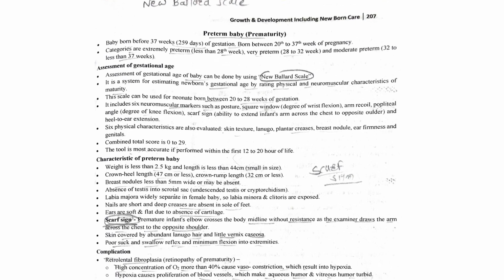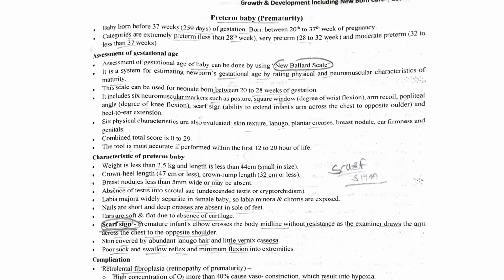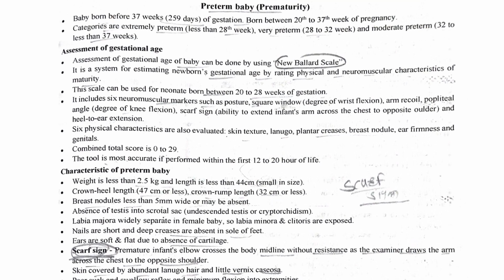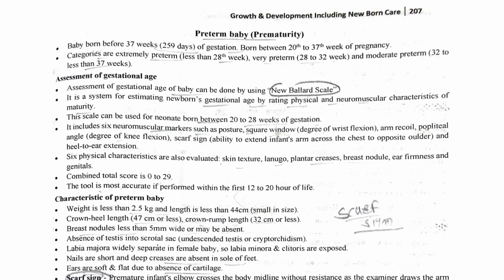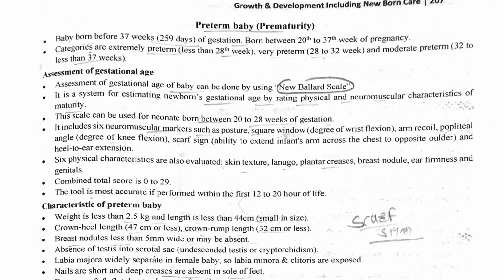Next, preterm baby, or premature baby: a baby born before 37 weeks of gestation, between the 20th and 37th week of pregnancy. Categories are extremely preterm, less than 28 weeks; very preterm, 28 to 32 weeks; and moderate preterm, 32 to less than 37 weeks. Assessment of gestational age.